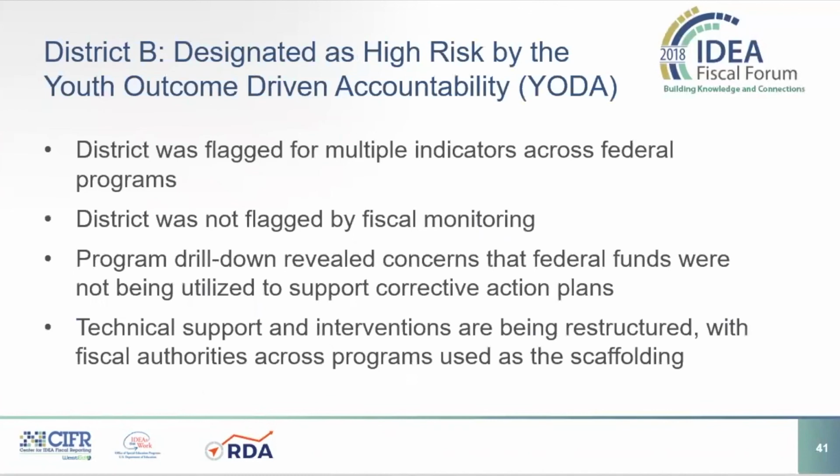For this one, what we wanted to highlight is a situation in which we have a district that was designated as high risk under our youth outcome driven accountability system. That's our risk-based system. The district was flagged for multiple indicators across federal programs. District was not flagged specifically for fiscal monitoring issues, but when we did our program drill down, what we saw was that there were concerns that the federal funds that they did draw down were not being utilized to support their corrective action plans. And again, this is across both ESEA and IDEA.